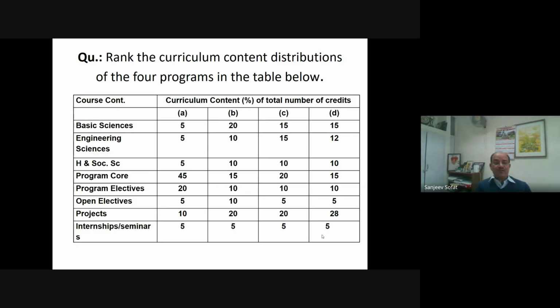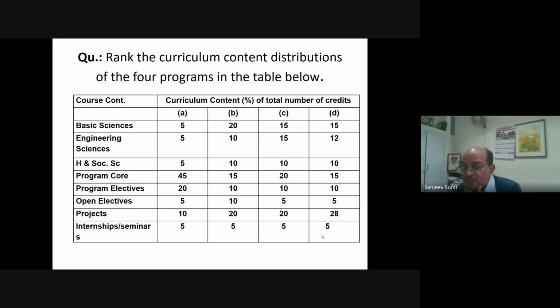We talked about how every curriculum has to have basic sciences courses, engineering science, humanities, program core, program elective, open elective, project, and internship. In curriculum A, this is the weightage or credits given to each of these courses. Now you have to tell me which, in your opinion, is a balanced curriculum. Type A, B, C, D, and one reason why you feel it's balanced.